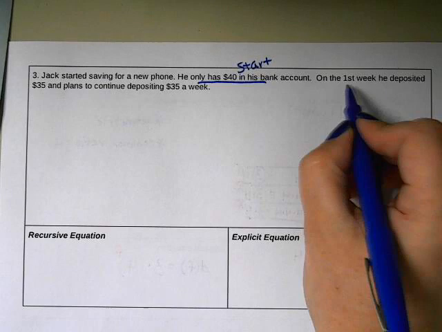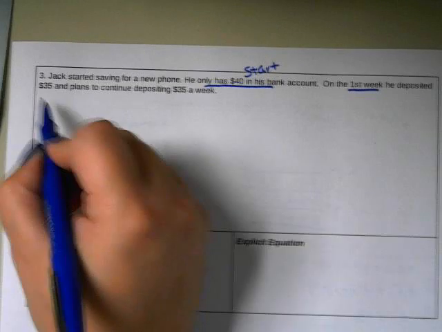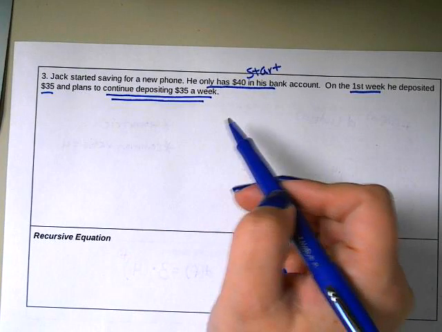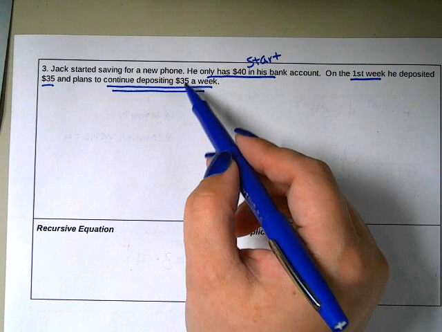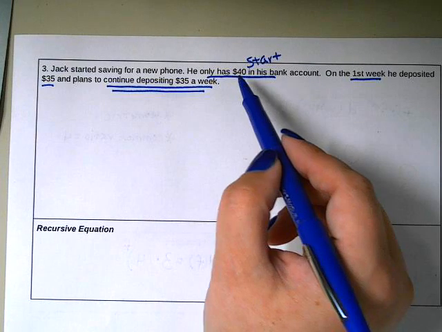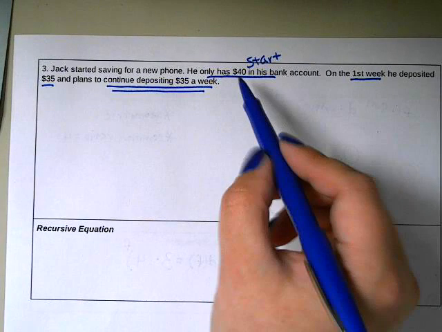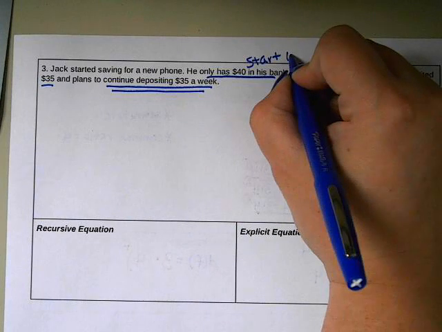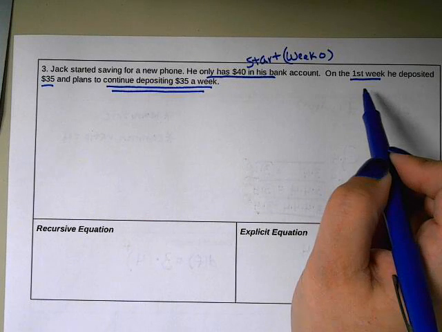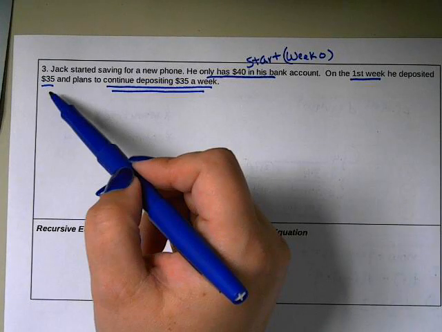On the first week, he deposited $35, and he plans to continue depositing $35 a week. So when I read this, to me, it seems like this 35 is what's giving me this pattern. So if he's starting with $40 in his bank account, I'm going to say that that is really week 0. We're starting at 0 because after the first week, he's deposited another $35.